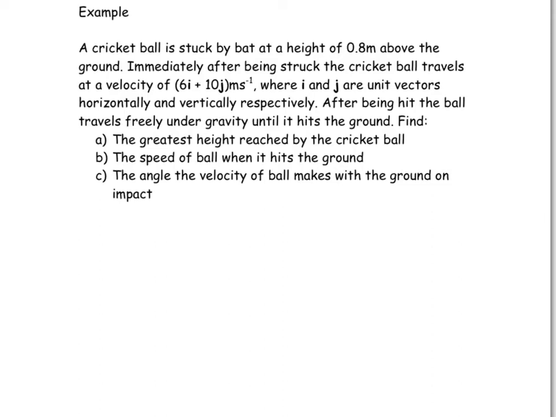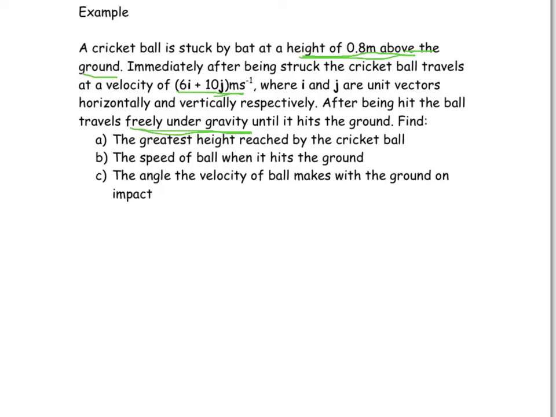Now, the first thing to do is to highlight the key points in this question so that we can draw ourselves a diagram to help us answer this question. There's a lot of information in this question that isn't of much use to us. For example, we don't need to know it's a cricket ball because we're going to imagine that cricket ball to be a particle. What is important is it is hit at a height of 0.6 metres above the ground, and that its initial velocity is 6i plus 10j. And other than that, we also know that it travels freely under gravity.